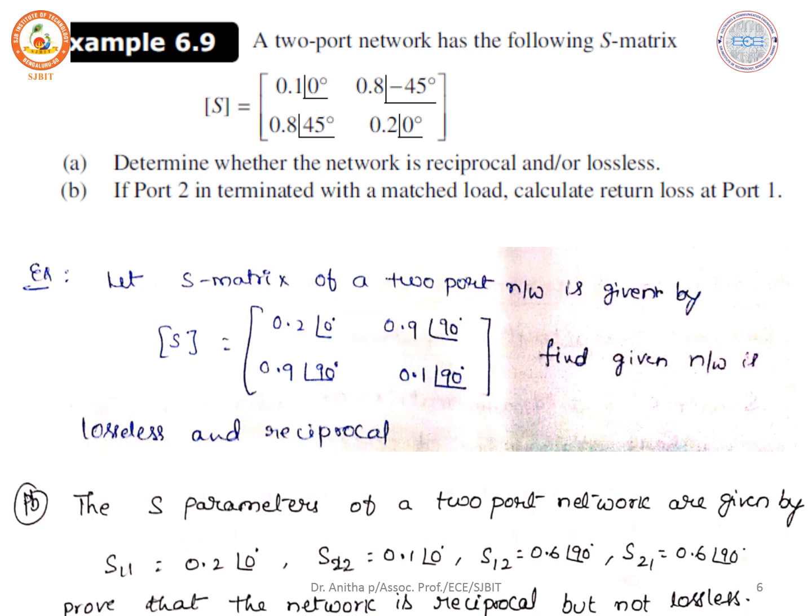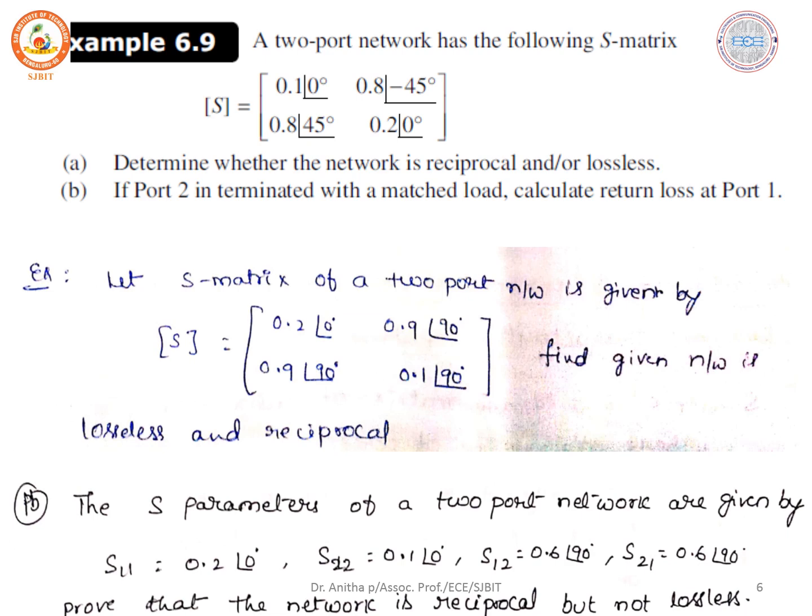Now let us consider a problem stating that, given an S matrix, you need to determine whether it is reciprocal or lossless. For the first condition, to cross verify whether it is lossless or reciprocal, verify S12 and S21. Both are different here. Even though the magnitude is the same, the phase shift is minus 45 and plus 45. So as S12 is not equal to S21, you can directly say that this matrix is not reciprocal, or not symmetric.